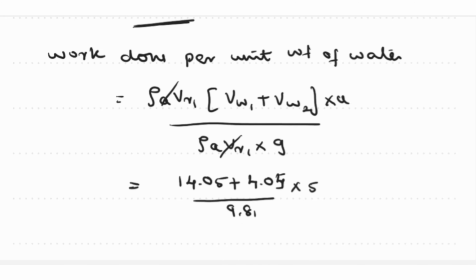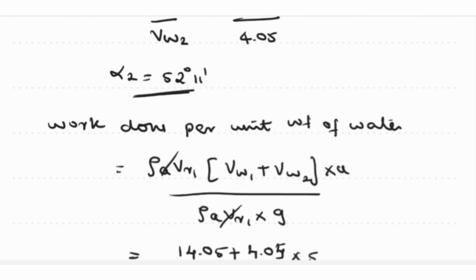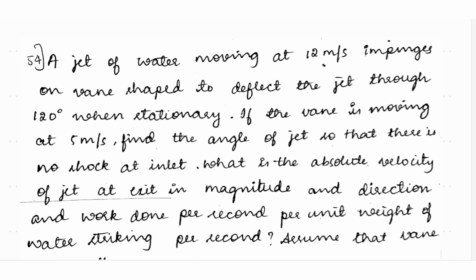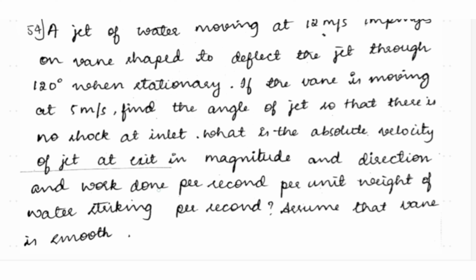So this is a type of problem. I will attach here a very similar problem. This is the next problem, which is very similar to the problem we have solved. In the previous problem, velocity was 15, here it is 12, and deflection angle is the same, 120 degree, and velocity of plate is also the same, 5 meter per second. The only change is instead of 15, here it is 12 meter per second, and everything else is the same.